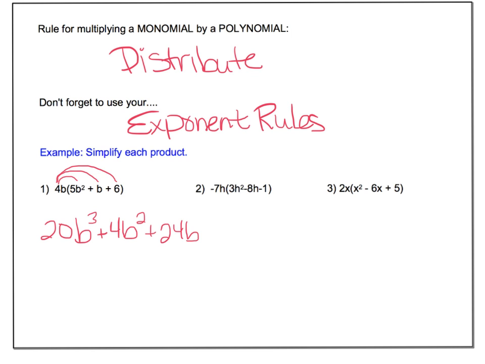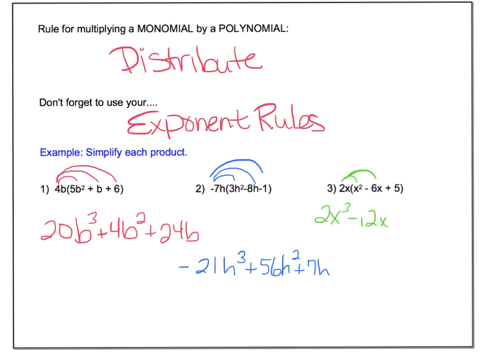Our last example, number 3, has us taking 2x times this trinomial. So I will take the monomial 2x times x squared, which is 2x cubed when you add those exponents together. 2x times the negative 6x gives us a negative 12x squared. And then we have 2x times 5, which is 10x.